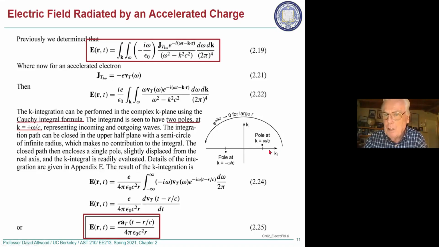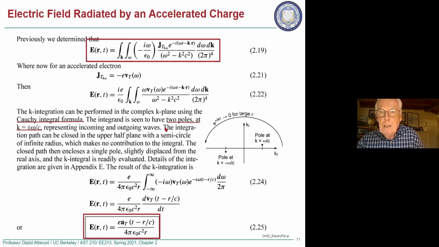Once that happens, you can decide whether to close in the upper half plane or the lower half plane, but at any rate, when you do the integration, you add the sum of the residues, the Cauchy integral theorem. And this integration now leads you to this result. Again, we don't have to go through all the steps here. You can see it in the slides, you can look at them later, or you can go through much more in the book.